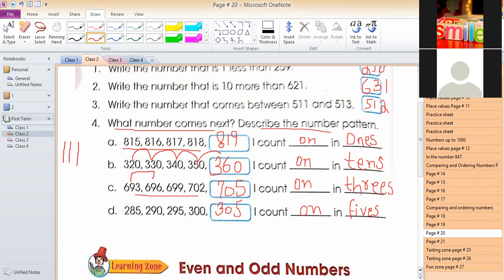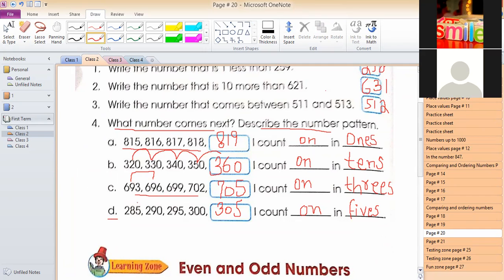So after 702, I will count 3 and I will find the next number. 703, 704, 705. So 705 is the next number. And here we are counting on in threes. This is we finish. Then D is 285, 290, 295, 300.